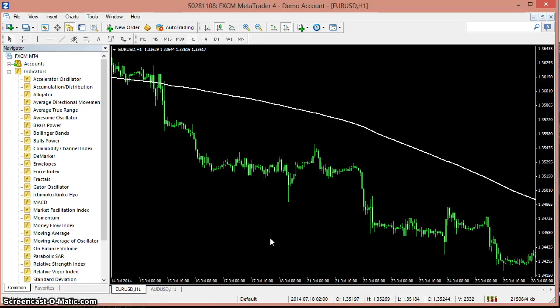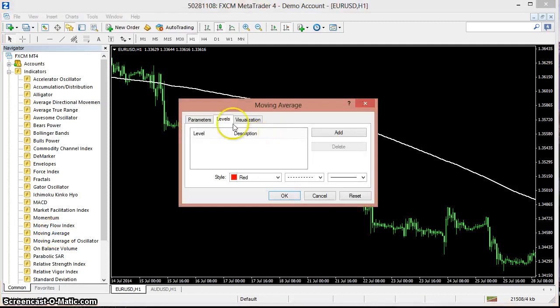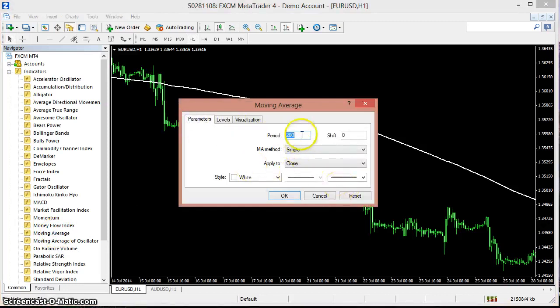What I've done is I've made a few changes to my chart. I've just changed the way that the candles look. Up candles are now black, down candles are now white, and I've just done that because I find that a little bit easier on the eyes. And what we've done here is we've just added a moving average. We've gone to our navigator, added it onto the chart. In this case, it's a 200 period moving average. We're looking at 200 hours of data.